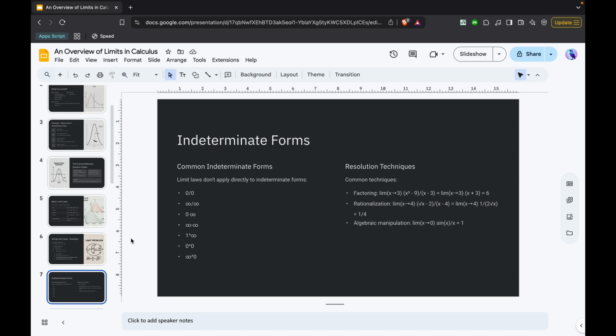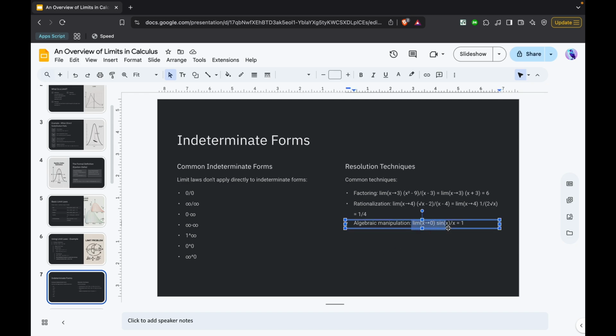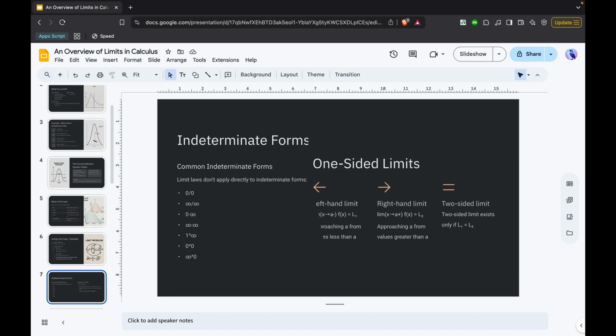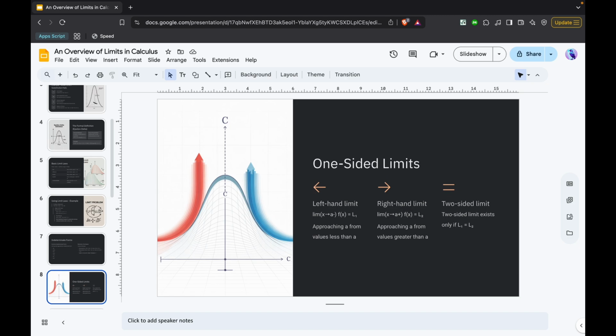Now, there are resolution techniques such as factoring, rationalization, where you rationalize square roots, and some more algebraic manipulation and trigonometric manipulation. Where it says the limit as x approaches 0 of sine x over x is equal to 1, this is something we call a pretty special limit, and we are also going to cover it in a future video. There are also things known as one-sided limits.